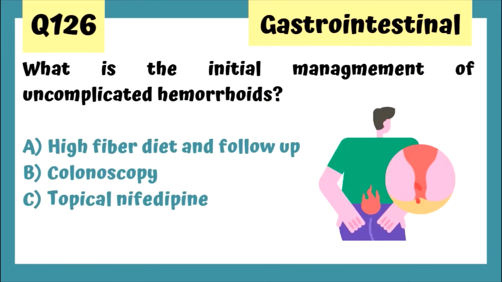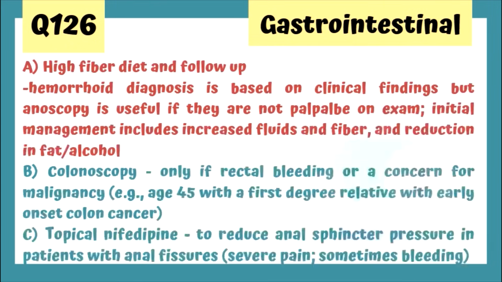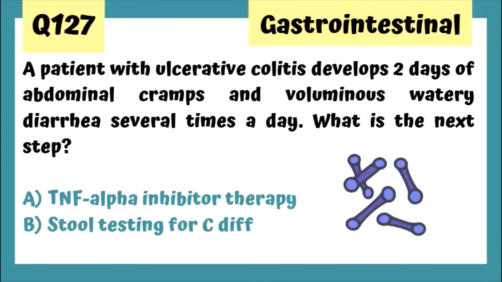Question 126. What's the initial management of uncomplicated hemorrhoids? We want to go with high fiber diet and follow up. So hemorrhoid diagnosis is based on clinical findings, but endoscopy is helpful if they are not palpable on exam. Initial management includes increased fluid and fiber and reduction of fat and alcohol. Colonoscopy only if there's rectal bleeding or concern for malignancy. Topical nifedipine is to reduce anal sphincter pressure in patients with anal fissures, which are severely painful, and they sometimes bleed.